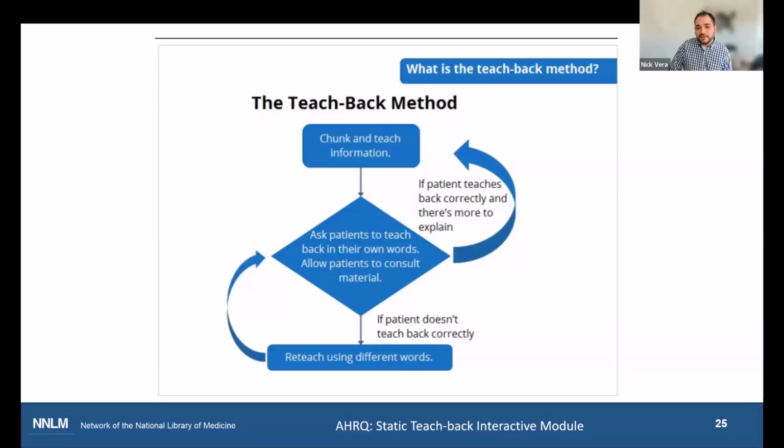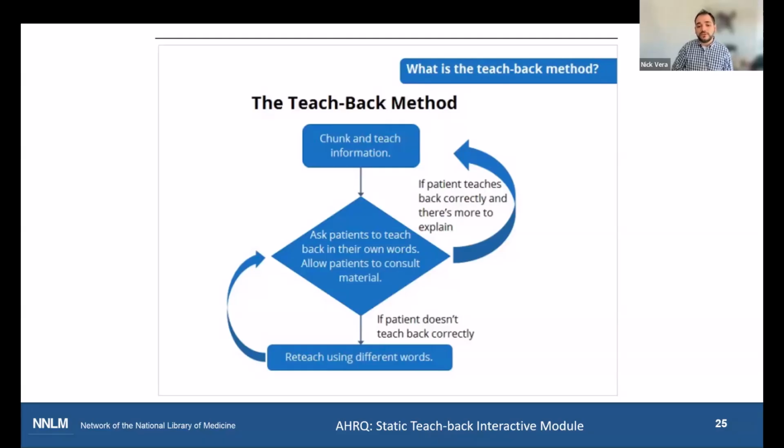But the teach-back method is a method to ensure that health information is communicated so that the receiver understands it. You start by breaking down the information into small chunks. You teach the first chunk, then you ask the receiver to teach it back to you in their own words. If they understand, you move on to the next chunk of information and do the same thing over. If they don't understand any part of it, you reteach the information using different words.